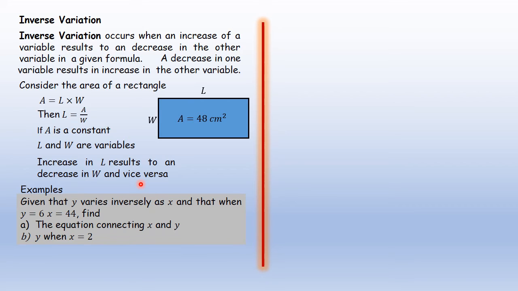Let's consider two examples. The first one is this question here. We are told, given that y varies inversely as x, and that y is 6 when x is 4, find the equation connecting the two variables and the value of y when x is 2.